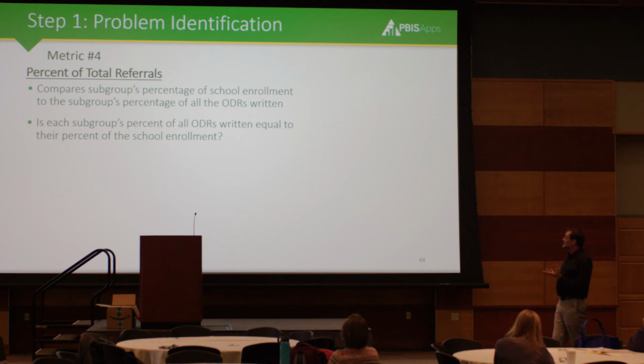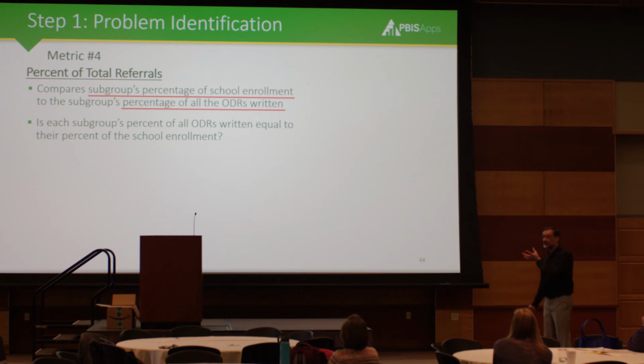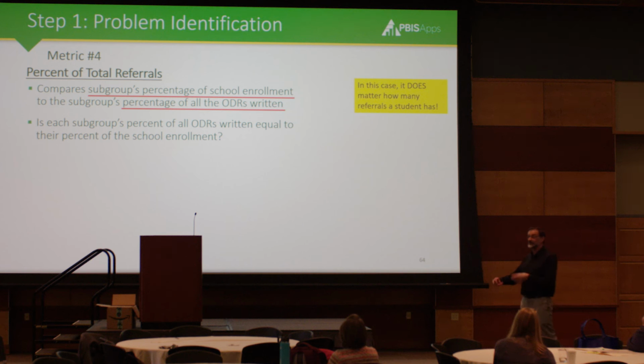And the last metric, at least we'll get all the metrics covered. The last metric is what we would say total referrals, because remember before it didn't matter how many referrals you had? Well, this one it will. It's the subgroup's percentage of the school enrollment again, just like before, compared to their percentage of all the referrals that have been written. Now it matters how many. Billy had 1, Bobby had 15. Together they have at least 16 referrals for their group.